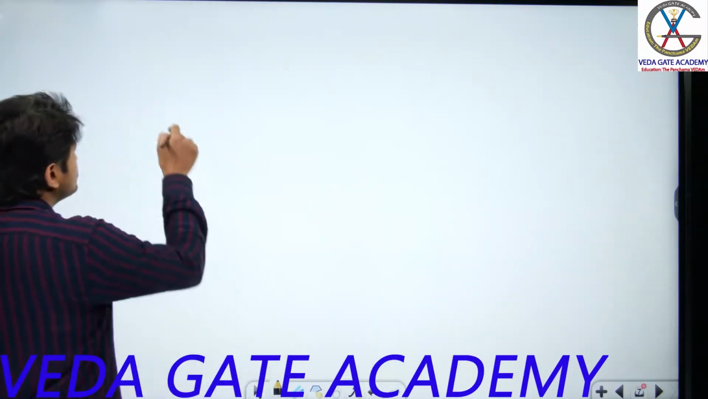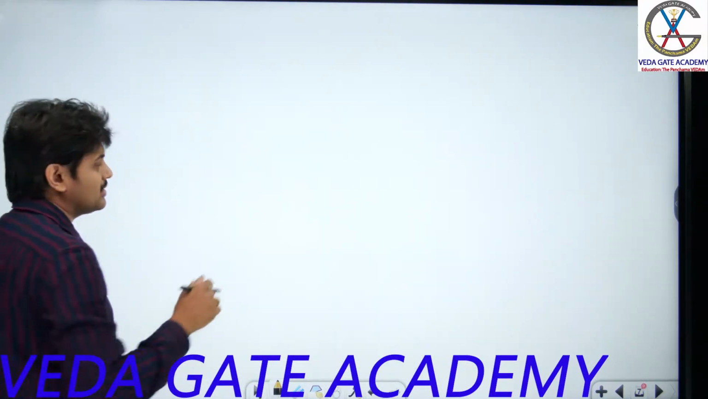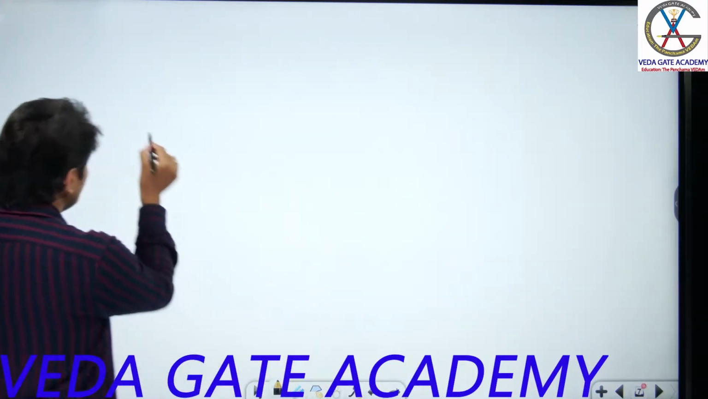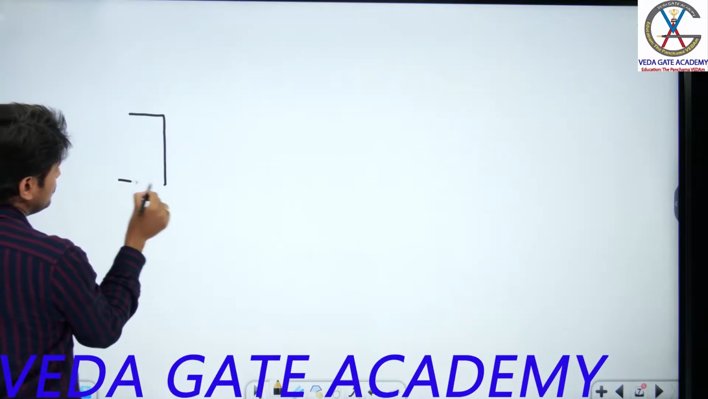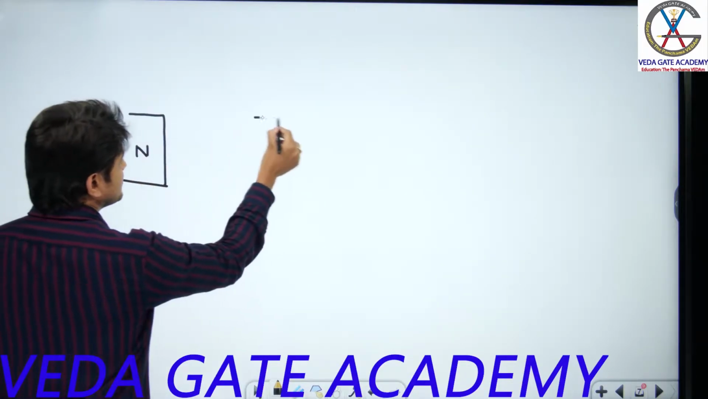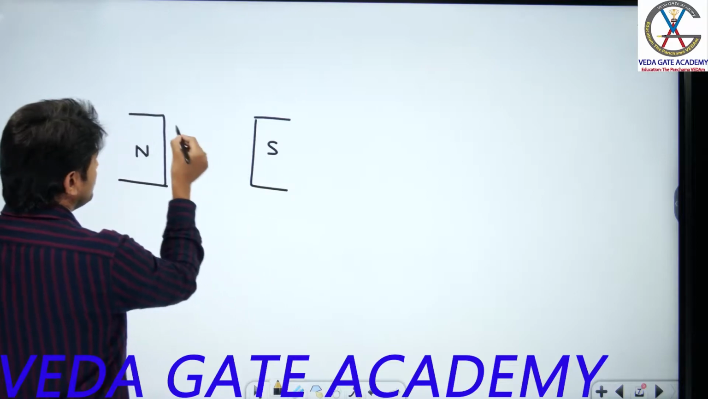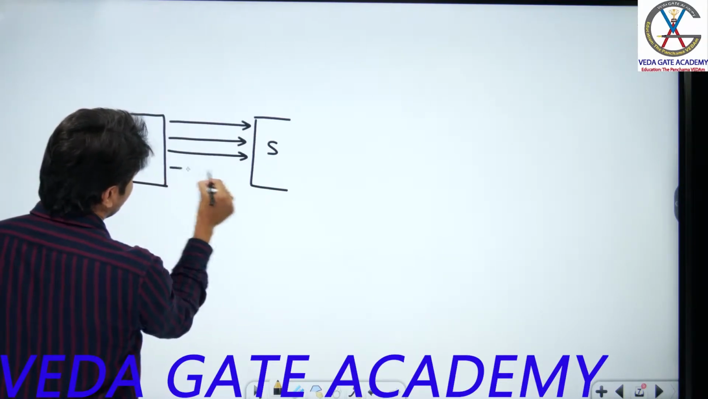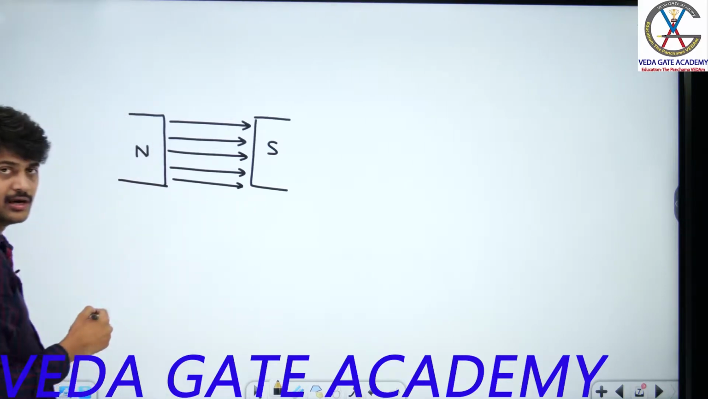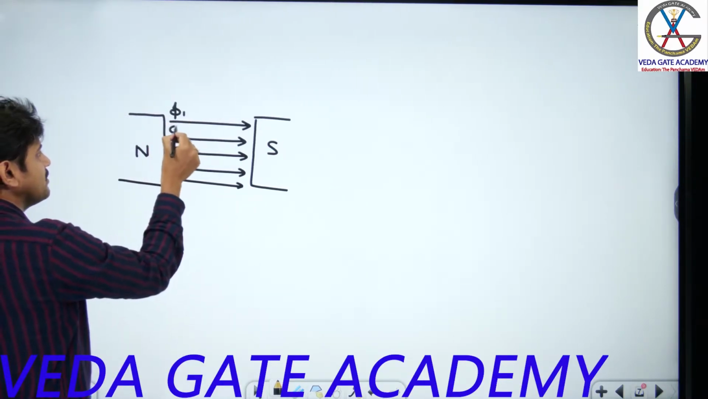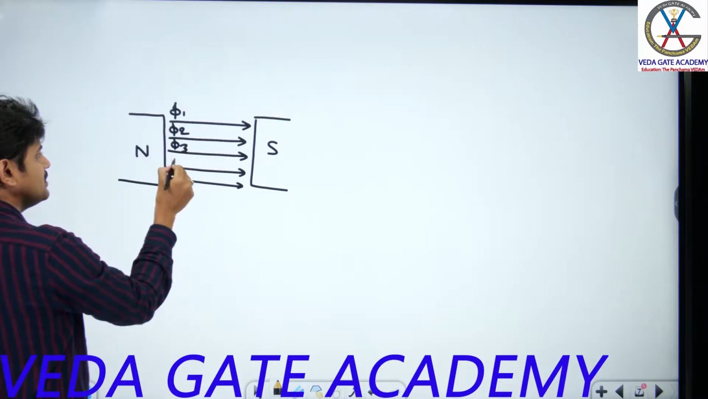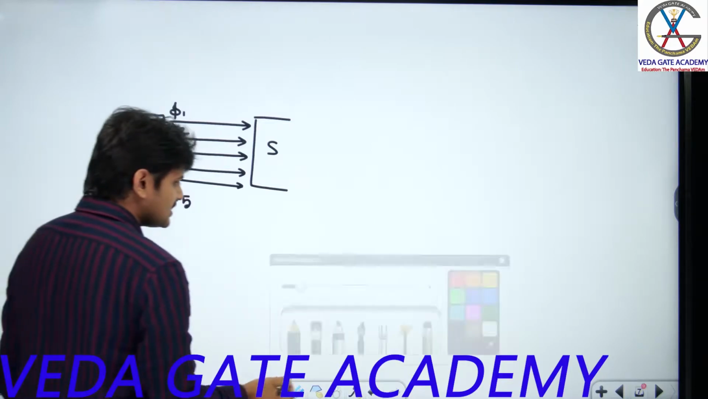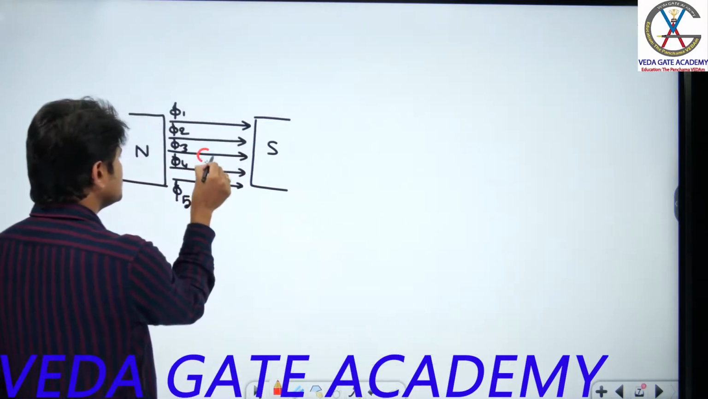To produce dynamically induced EMF, there are two methods. First, as I discussed, let us assume that this is my north pole and this is my south pole. Here I can assume there are 5 flux lines: this is phi 1, this is phi 2, this is phi 3, this is phi 4, and this is phi 5. These are the 5 flux lines, and I am placing a conductor at this position initially.